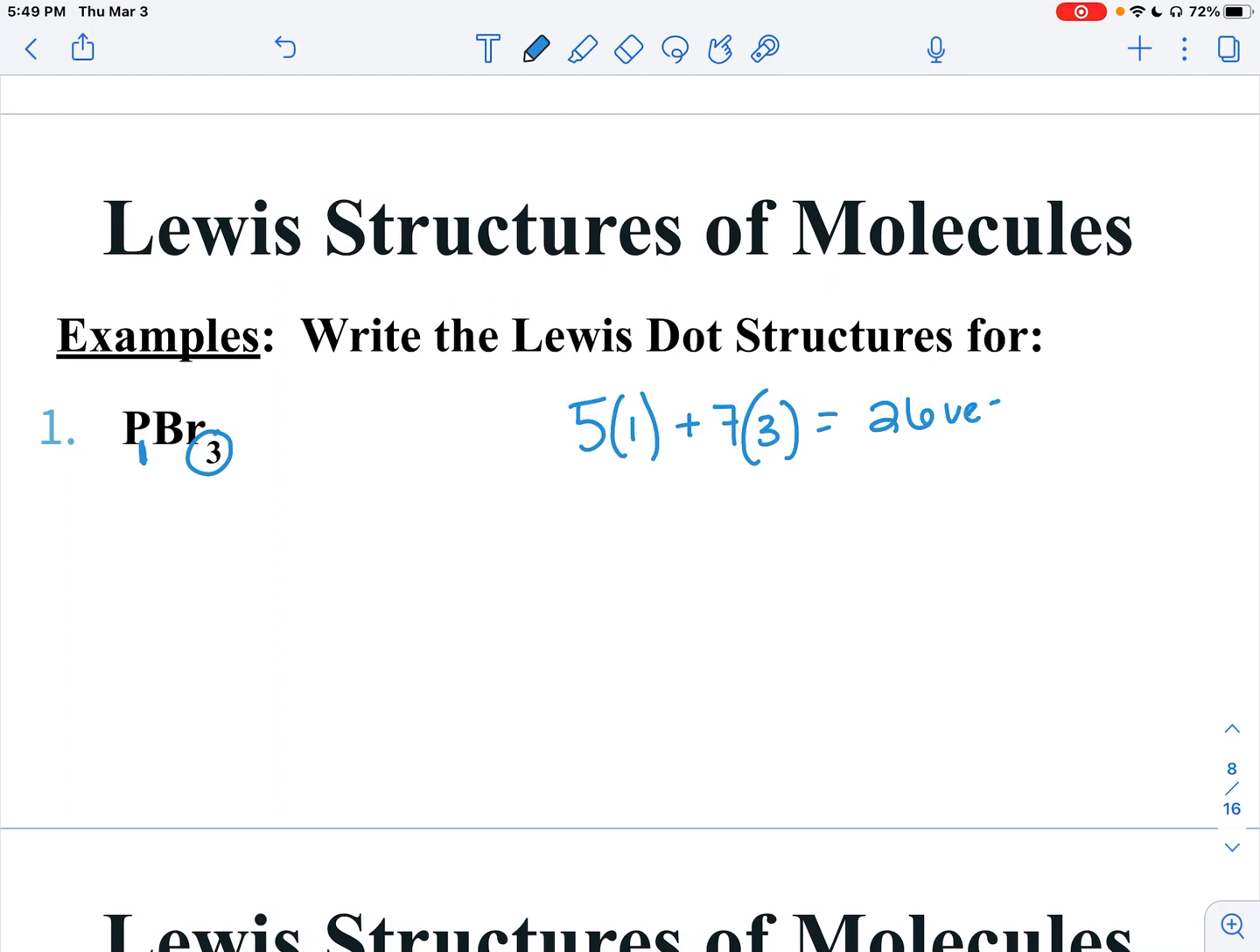I'm going to keep a running tally off to the side because at the very end, we have to have exactly 26 electrons in our picture. We cannot have any fewer or any more.